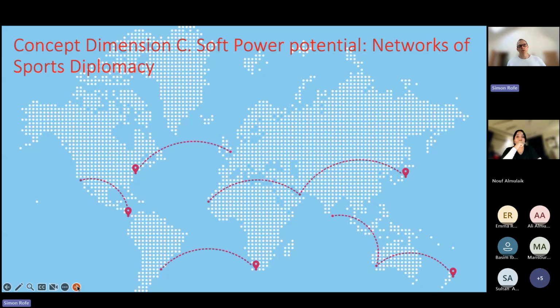The third conceptual dimension looks at the networks of sport diplomacy and how many of these run contrary to the nation state because they operate at both sub-state, i.e. below the nation state, and trans-state, i.e. above the nation state. So this is the people-to-people diplomacy, the opportunity for conversations through institutions like higher education, through sport, to network with each other.